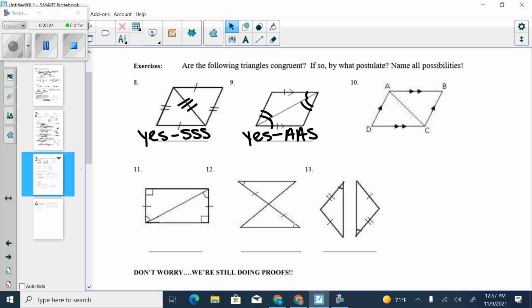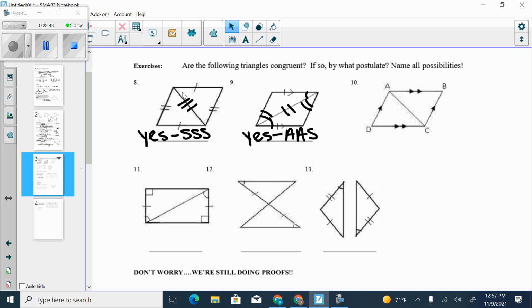Okay. You also could have added in the shared side, right? If you added in the shared side, you could also say that these are congruent by side, angle, side, or angle, side, angle, right? Either one. But that would require you to draw in an extra side. You could also list this.